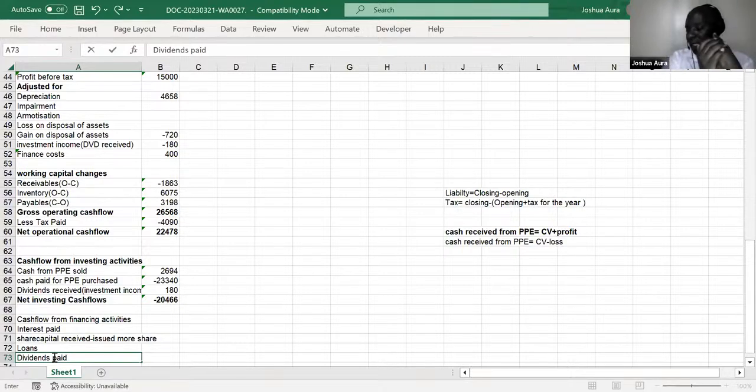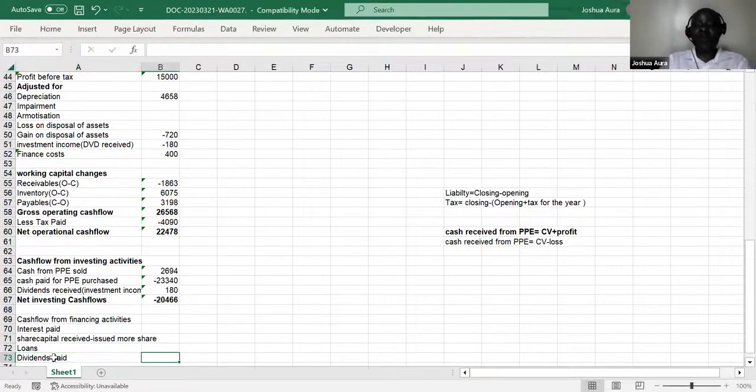Now, these dividends paid, they trouble students a lot, this dividends paid. Let us start with that dividends paid. This is what troubles students. If I say tab, it troubles students a lot. So for dividends paid, we normally use retained earnings account.